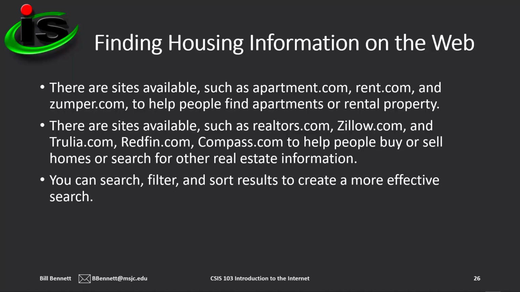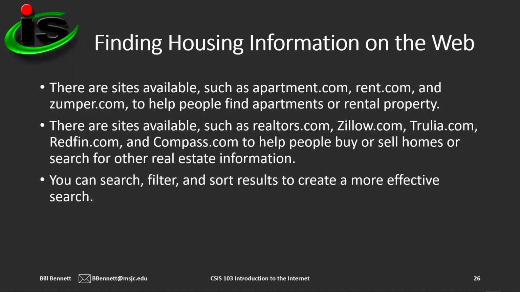Finding housing information on the web. There are sites available such as apartment.com, rent.com, and zumper.com to help people find apartments or rental properties. There are also sites available such as realtors.com, zillow.com, trulia.com, redfin.com, and compass.com to help people buy or sell homes or search for other real estate information. You can search, filter, and sort results to create a more effective search.